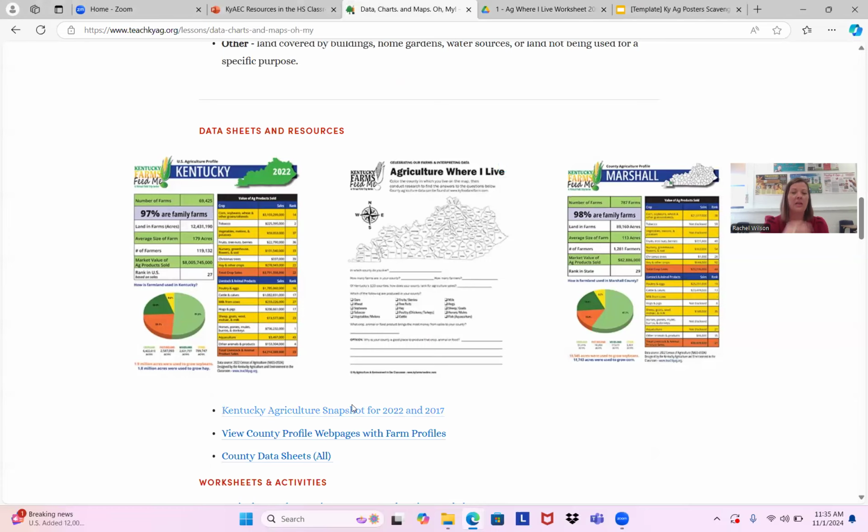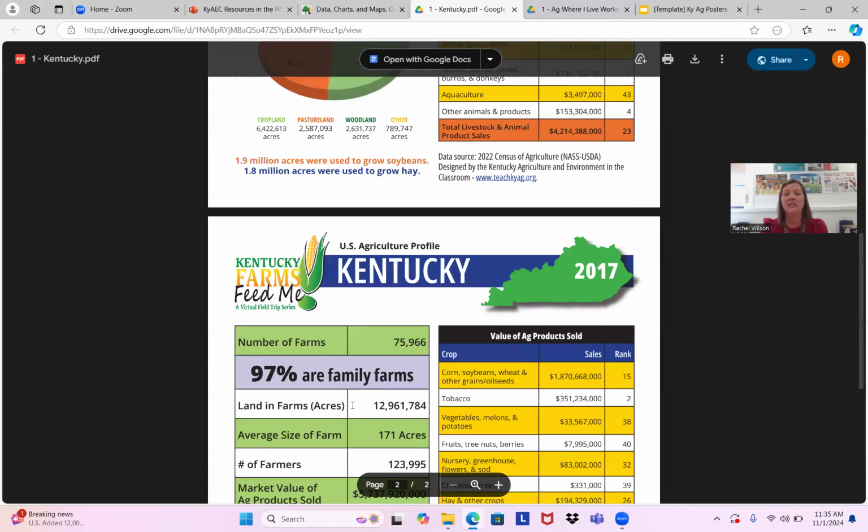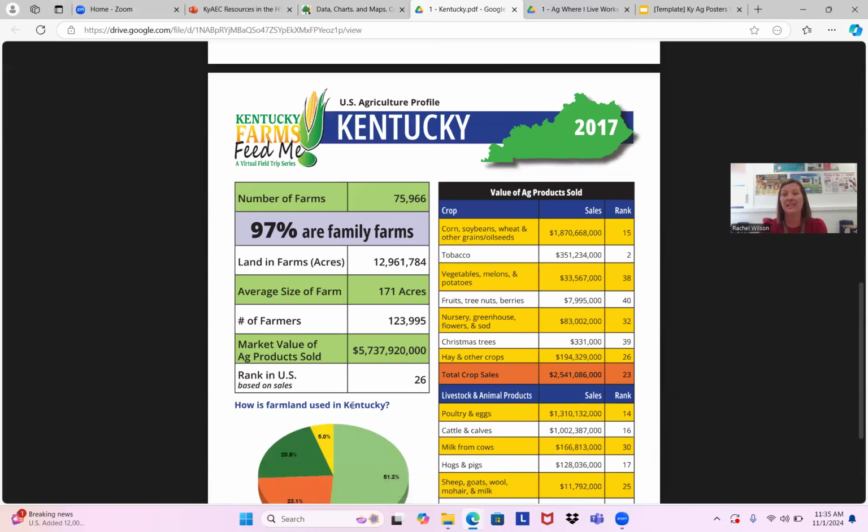There's also this that's included, this Kentucky Agriculture Snapshot. This is really great because this is Kentucky's overall data comparing 2022 to 2017. This is also really great to pass to your students and let them look and see if they notice any major changes.